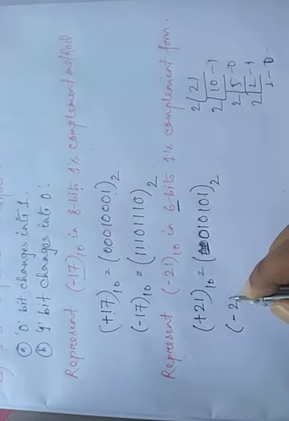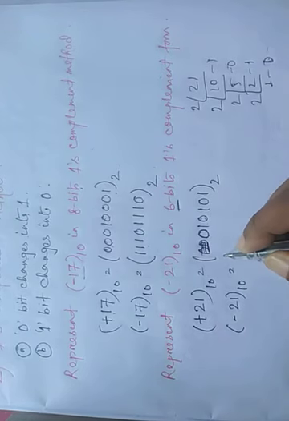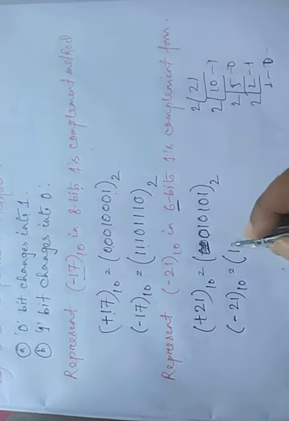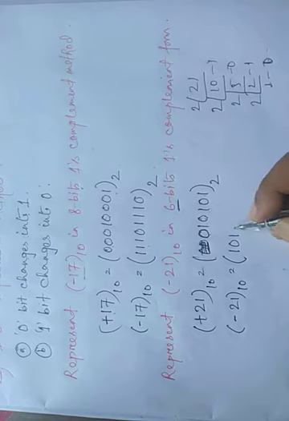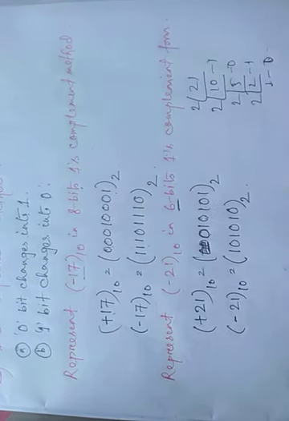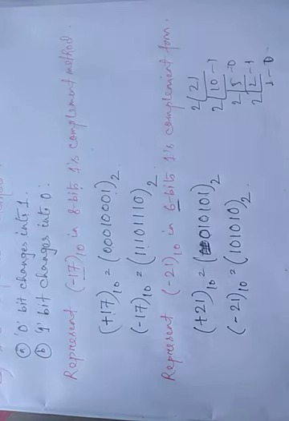So minus 21 means 0 becomes 1, 1 becomes 0, 0 becomes 1, 1 becomes 0, 0 becomes 1, 1 becomes 0. This is very easy. This is the 1's complement representation.